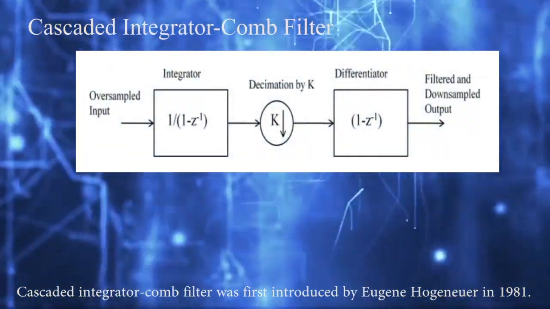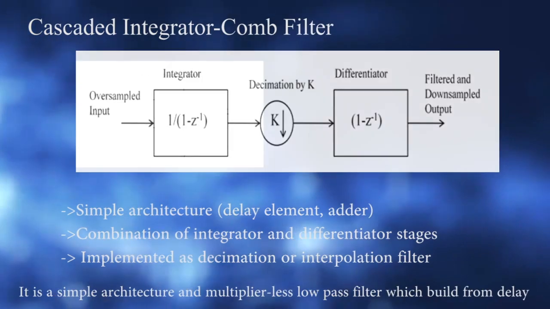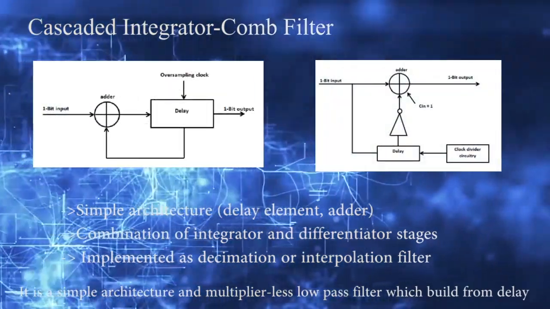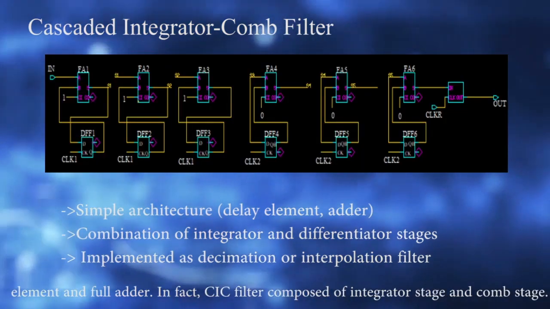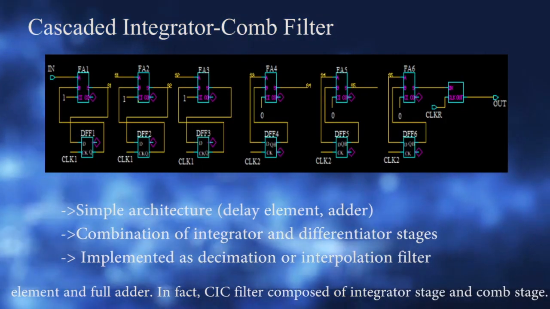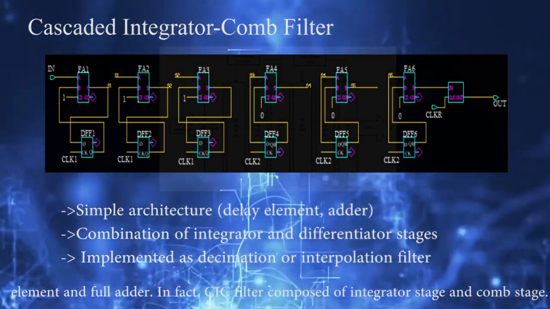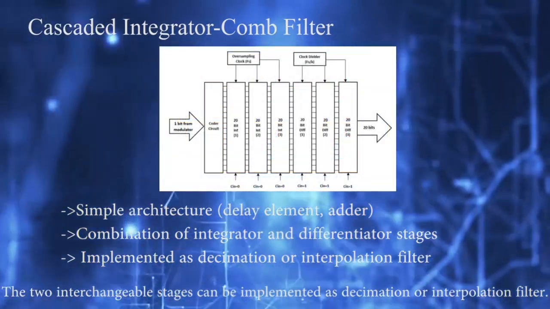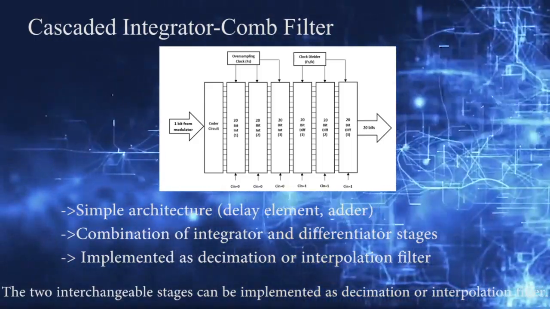Cascaded integrator comb filter was first introduced by Eugene Hogenauer in 1981. It is a simple architecture and multiplier-less low-pass filter built from delay elements and full adders. In fact, a CIC filter is composed of an integrator stage and a comb stage. The two interchangeable stages can be implemented as a decimation filter or an interpolation filter.